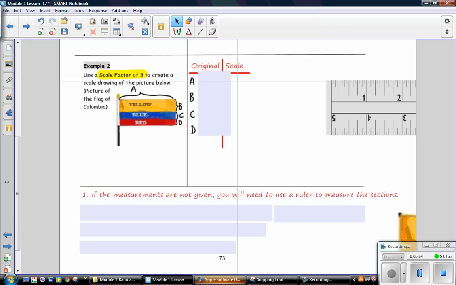If the measurements are not given, you will need to use a ruler to measure the sections. So we have sectioned this flag into section A, section B, C, and D, and then use a ruler to measure those. So I've already measured them, and the length of A is 1.5 inches wide, B is 1/2 inch, C is 1/4 inch, and D is 1/4 inch. So go ahead and draw that table and fill in those measurements.